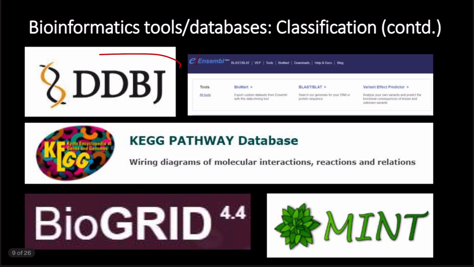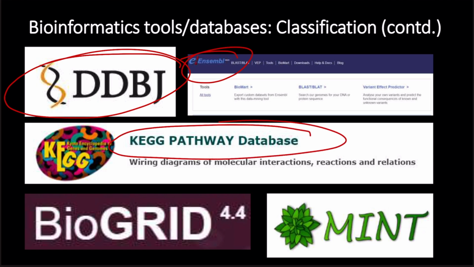Then next is DDBJ, that is DNA Data Bank of Japan. It is also a sequence database, that is it comprises the DNA sequences. Then we have Ensembl, which is also an example of sequence database. Here we get the different genomes of vertebrates. So basically it is a collection of genomes from different vertebrates including human beings and other vertebrates.